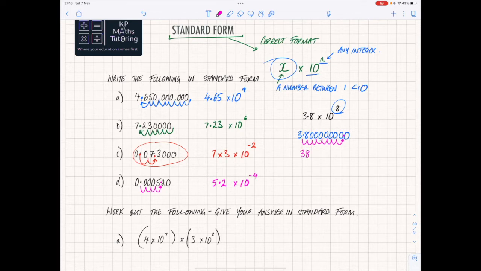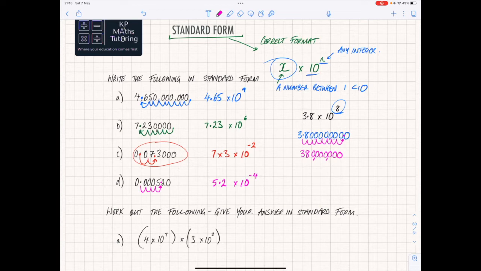1, 2, 3, 4, 5, 6, 7. So I write my 7 zeros. And then to figure out where your commas go, start at the end, go back 3, put a comma, back 3, put a comma, and then you know that that number is 380 million.